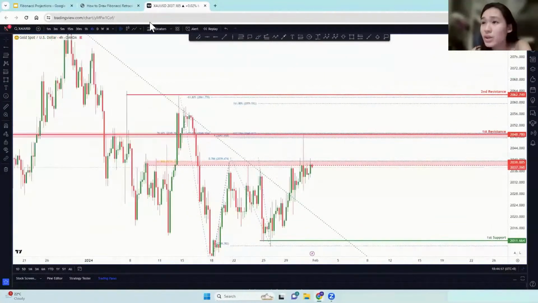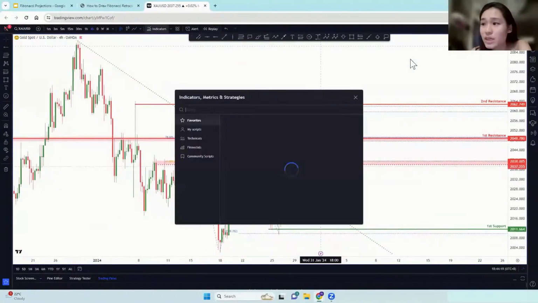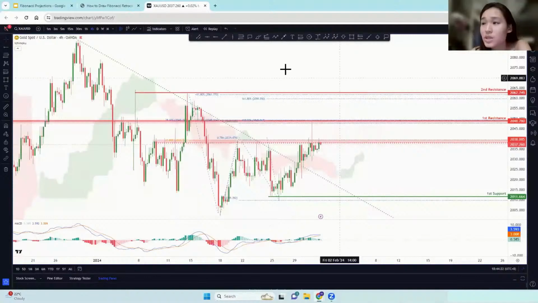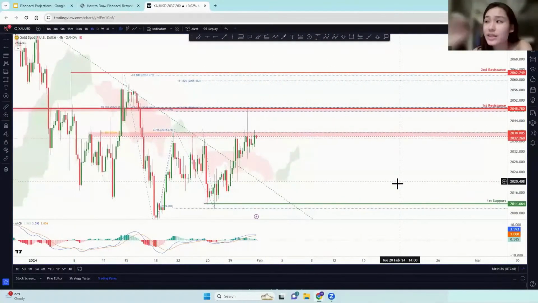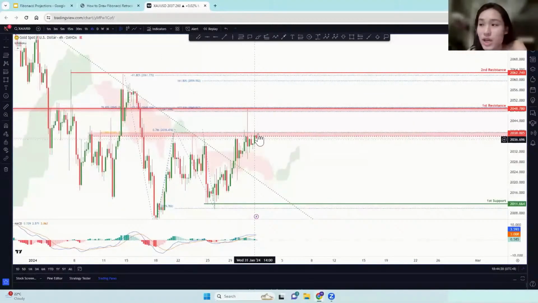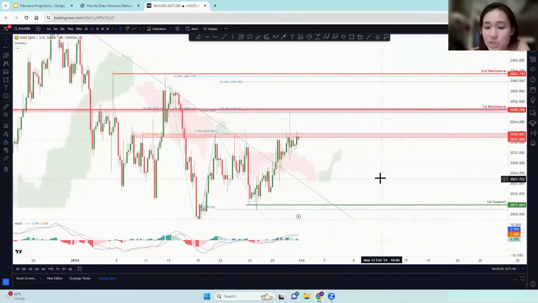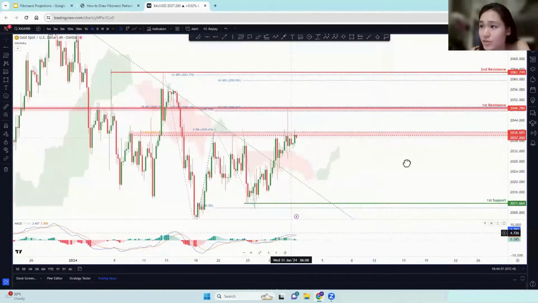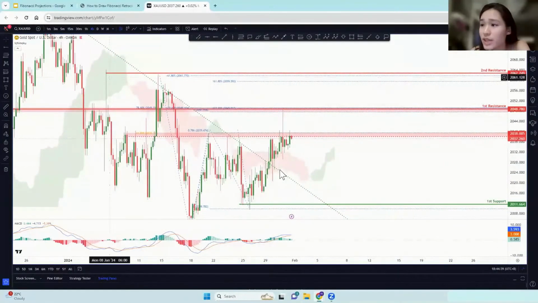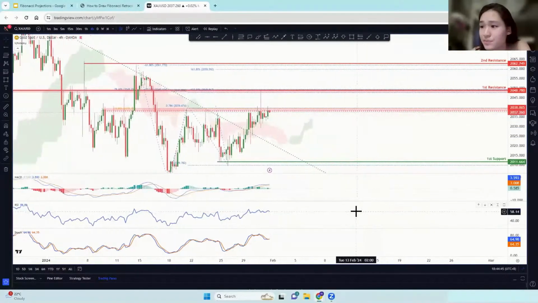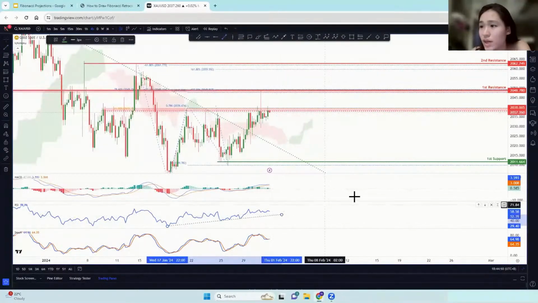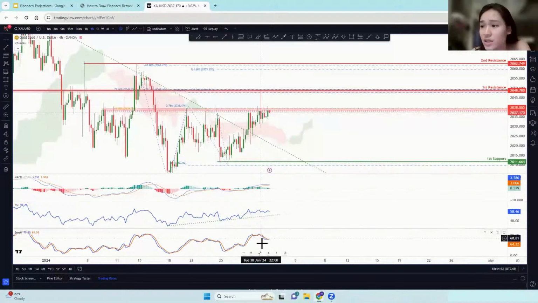So now let's support this analysis by using some indicators. I like to use Ichimoku and MACD because at one glance you can see exactly what the signals are. Price is moving above the Ichimoku cloud, so it's giving us a bullish signal. MACD is also giving us a bullish signal, so it also supports our analysis. And let's look at RSI and stochastic. Okay, RSI is also moving in an ascending trend line.